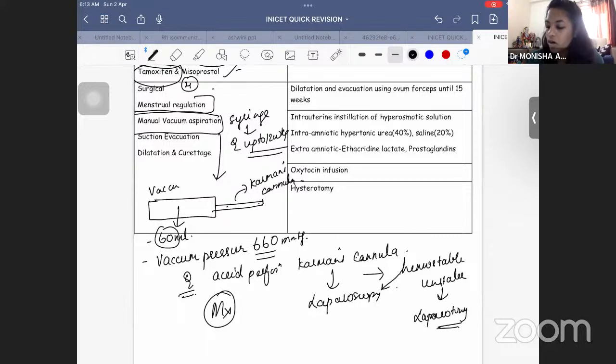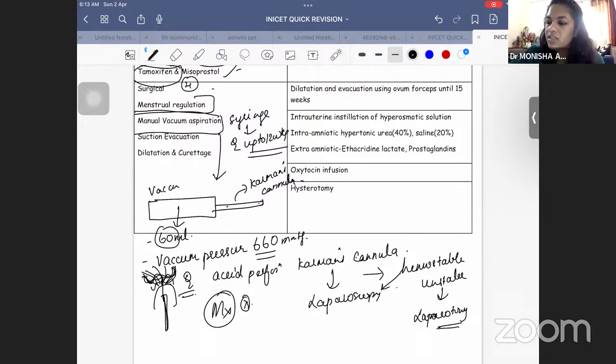See, why do you wait and watch in case of a Hegar's dilator and not in a Karman's cannula? In a Karman's cannula, there is a vacuum that is created. So when you perforate the uterus, the suction will pull all the abdominal structures near it. So it is important that you repair it. Whereas in Hegar's, there is no suction effect, so definitely you can wait and watch. But if the patient is unstable, definitely you have to repair it.